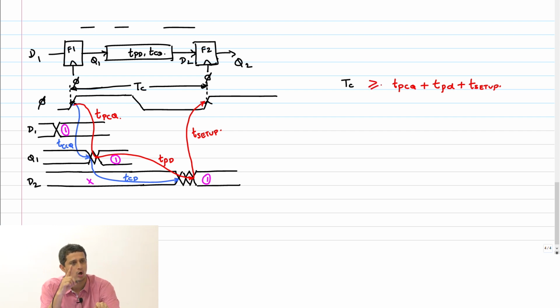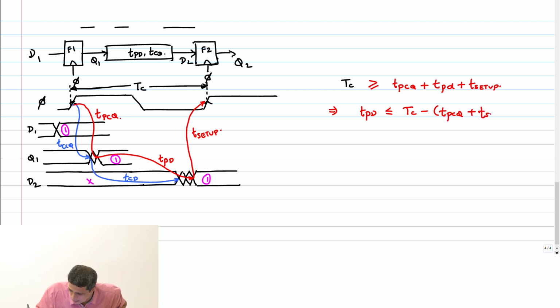As long as the clock period is greater than these three delays, your system will function correctly. Okay. So what does this mean? It implies TPD should be less than or equal to TC minus (TPCQ plus T setup).